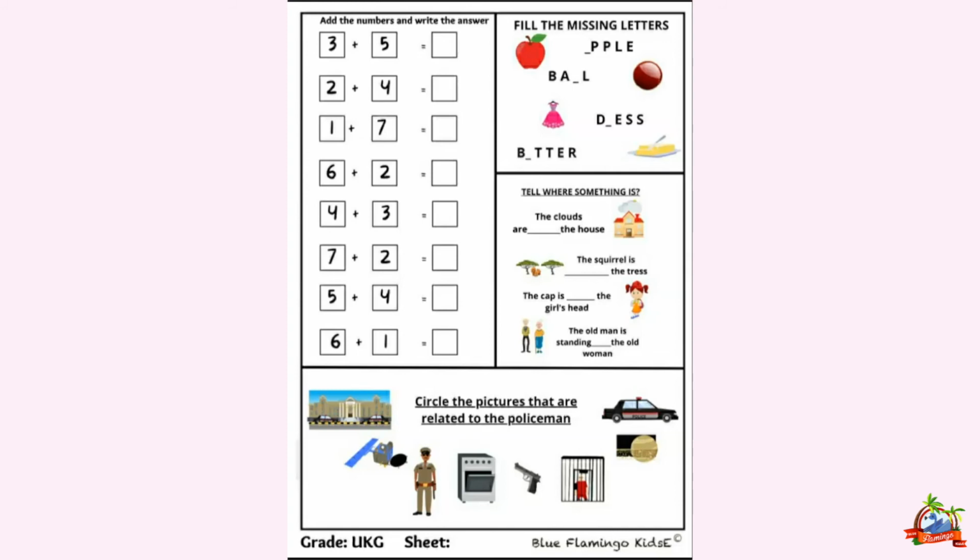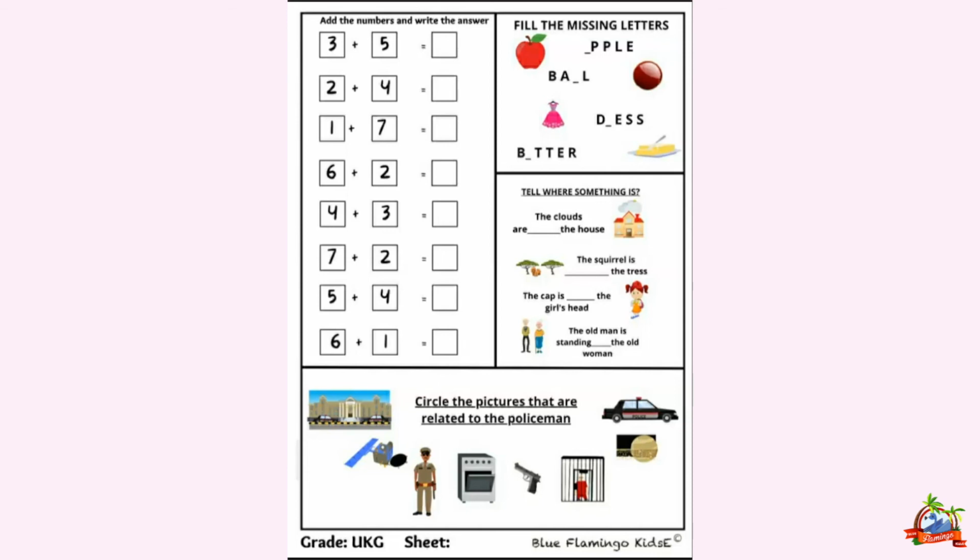T for tiger. U for umbrella. V for van. W for watch. X for xylophone. Y for yak. Z for zebra. So we have read A to Z with one word each.